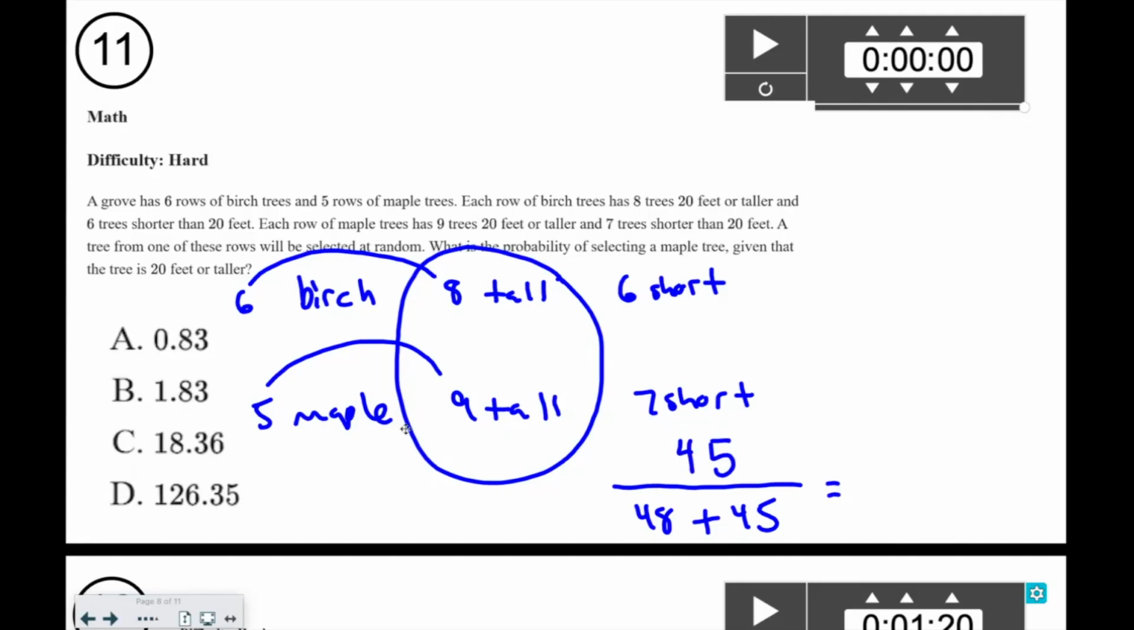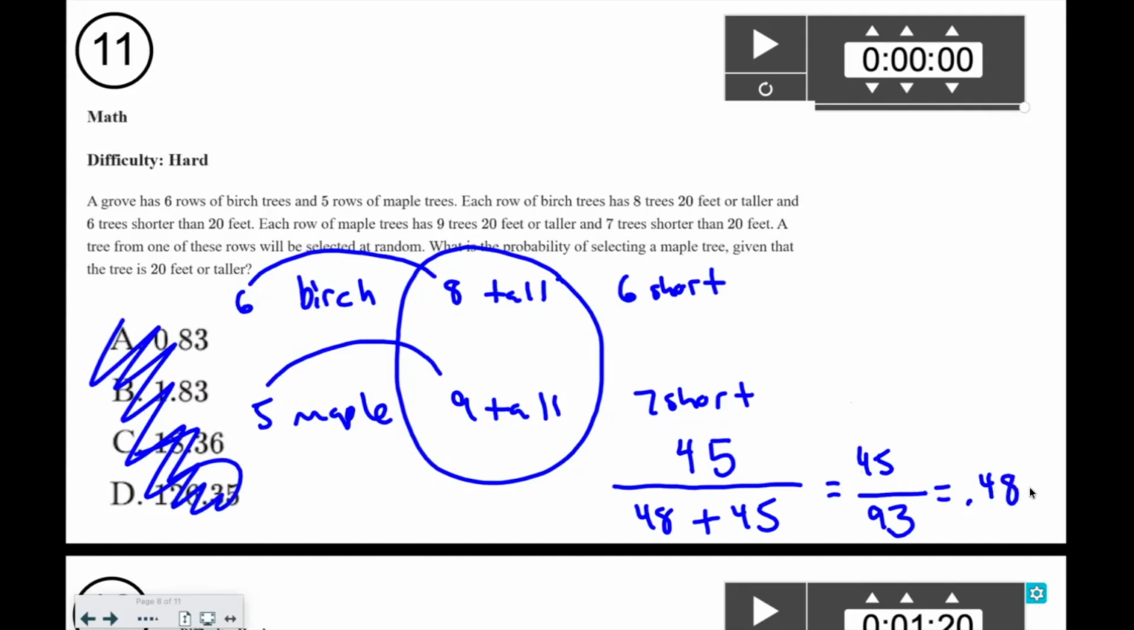I think I took these from the wrong thing, so ignore this. It's supposed to be open-ended. Those answers don't even make sense because probability should have answers less than 1. I think I accidentally screenshotted multiple choice from another problem. So 48 and 45 is 93, so it should be 45 divided by 93, which is 0.4839.